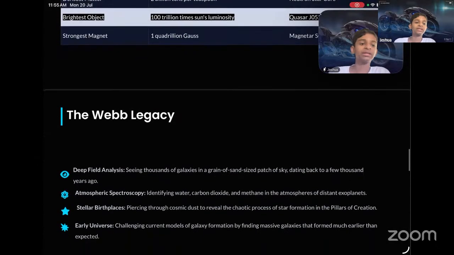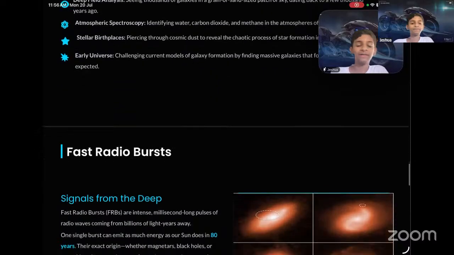So the Webb legacy. Deep field analysis: seeing thousands of galaxies in a grain-of-sand-sized patch of sky. Atmospheric spectroscopy: identifying water, carbon dioxide, and methane in the atmospheres of distant exoplanets. Stellar birthplaces: piercing through the cosmic dust to reveal the chaotic process of star formation in the Pillars of Creation. Early universe: challenging current models of galaxy formation by finding massive galaxies that formed much earlier than expected.